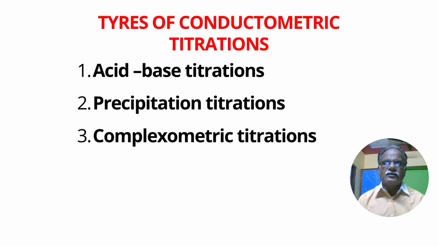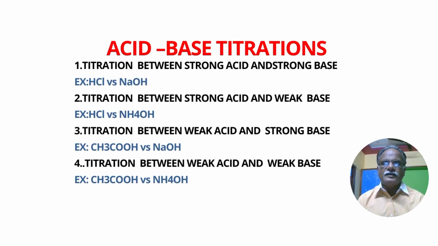Conductometric titrations are of three types, that is, acid base titrations, precipitation titrations, and complexometric titrations. Acid base titrations can be further classified into four types: titration between strong acid and strong base, titration between strong acid and weak base, titration between weak acid and strong base, and titration between weak acid and weak base. Examples are also shown here.